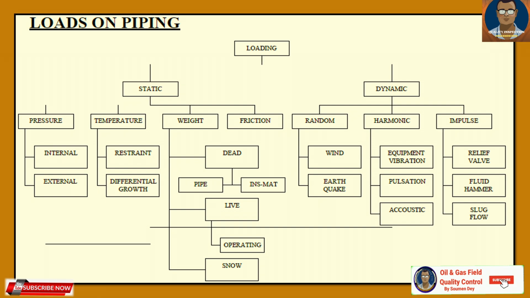Random load can be wind pressure or earthquake, which is unexpected but still needs to be considered by the design engineers. Harmonic load is equipment vibration due to pulsation or acoustic load. And impulsive load can be a relief valve stopping the pressure, so pressure increases and that is loading the system. Fluid hammering, because of the excessive pressure in the fluid, there will be hammering from the fluid. And slug flow.